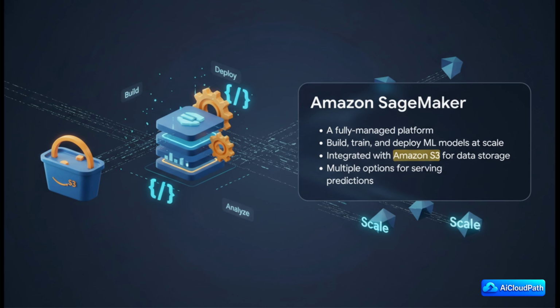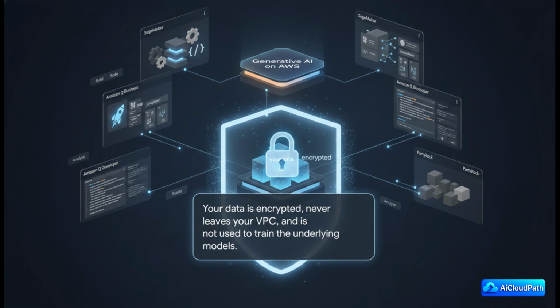Okay, before we move on, I have to stop and point out something that is absolutely critical, especially if you're working with sensitive data. When you use SageMaker to fine-tune a model, your data is locked down tight. It is completely secure, it's encrypted, it never leaves your virtual private cloud, and, this is a big one, it is not used to train the underlying foundation model. Your data stays your data, period.